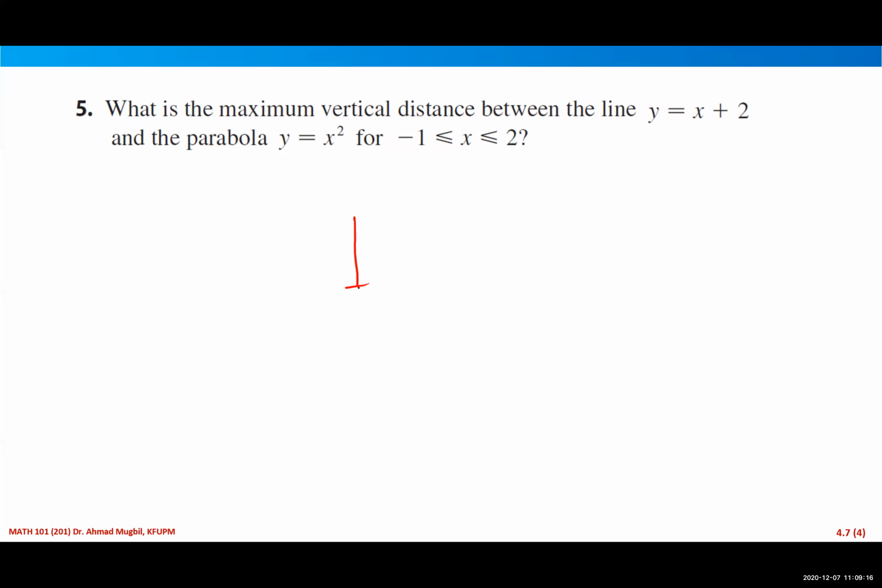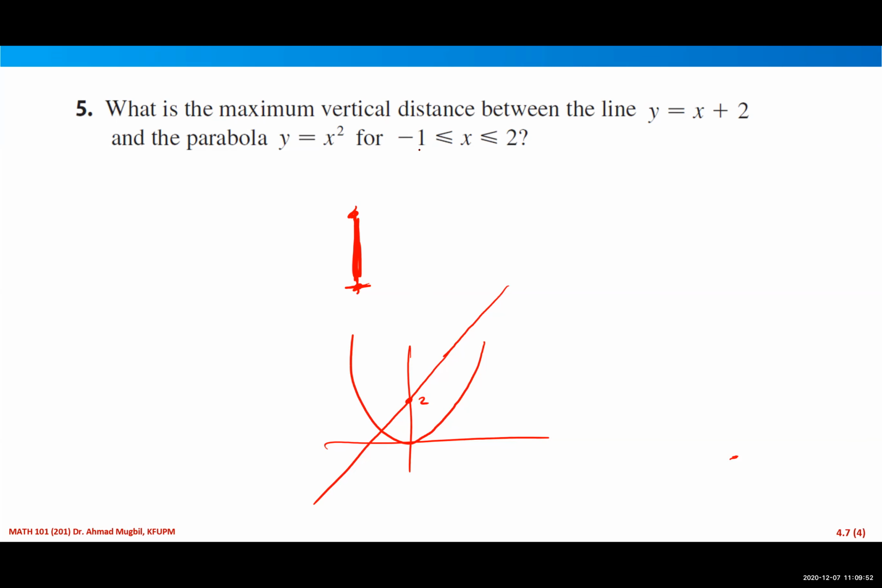Vertical distance like this. And you have something here and something here. This is the vertical distance between the line y equals x plus 2, if you can sketch this line. When x is 0, y is 2. And of course, this will be like this line. This is 2. And the parabola y equals x squared. Now we want to find what? The maximum vertical distance. What do you think? Where will the maximum vertical distance be between this line and this parabola?